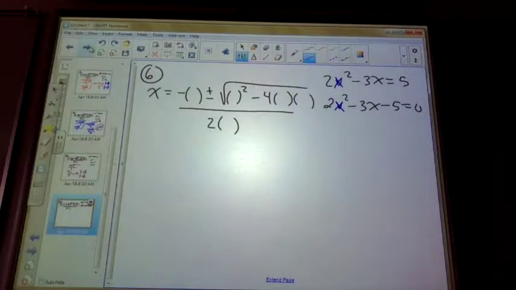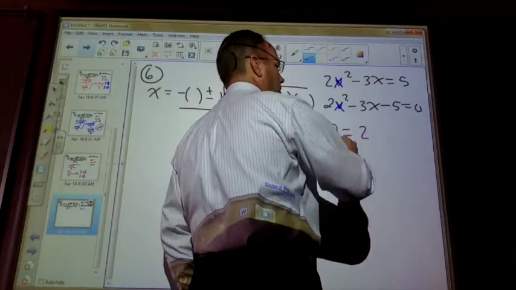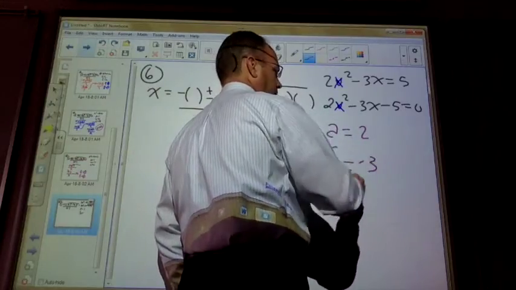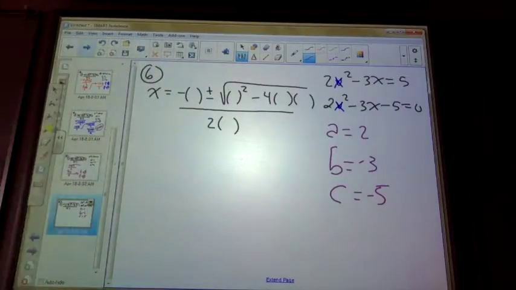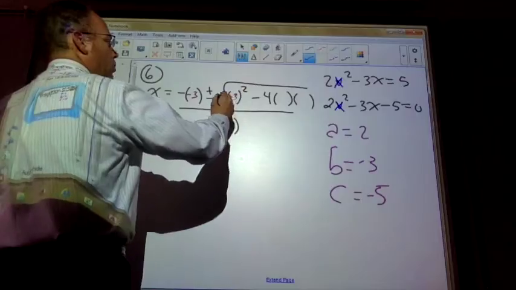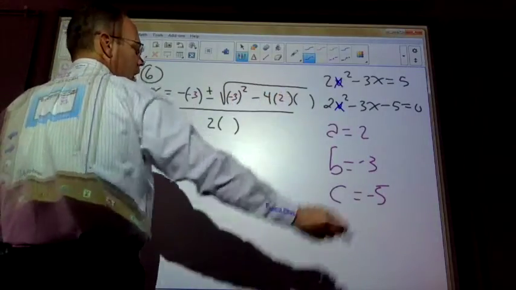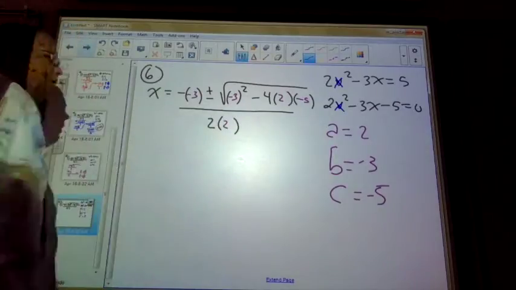Other than changing that v to an x, I also had to move the 5 over because I need it equal to 0. Is that okay? And so once I do that, you now have an a value of 2, a b value of negative 3, and a c value of negative 5. Is that okay? So x equals negative b plus or minus the square root of b squared minus 4ac all over 2a. What do you think?